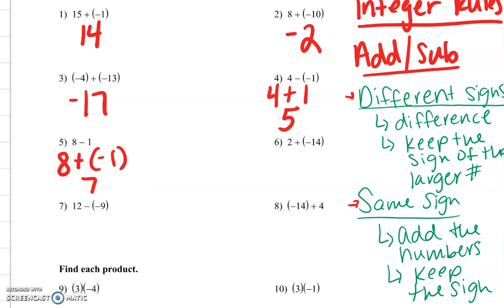Number 6 is good to go. We have 2 plus a negative 14. I have different signs, so I'm going to find the difference. So if I have a positive 2, and then I borrow $14, then I've borrowed $12, and I owe someone $12 back. So I'm $12 in the hole. So I had $2, but I needed $14, so I had to borrow $12 to make up that cost.